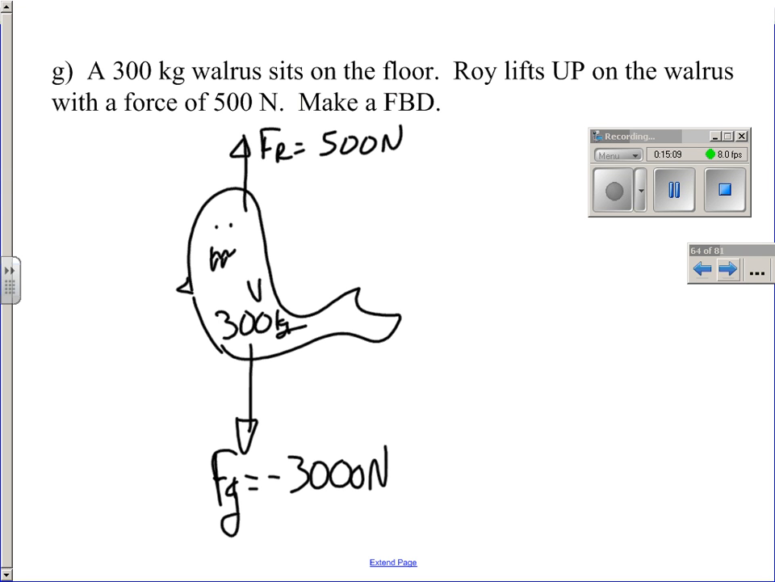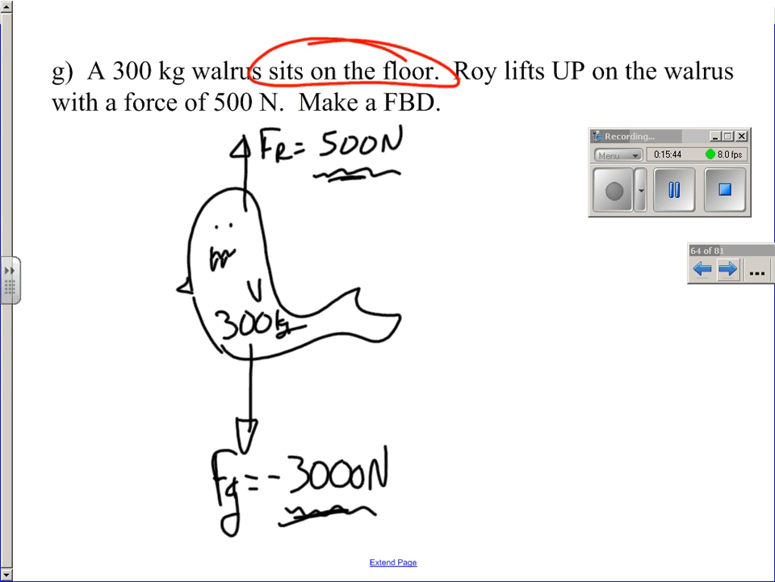Let's see. Roy is lifting up with 500 newtons on something that is being pulled down by gravity with a force of 3,000 newtons. So think about that logically. Does it make sense that this 500 newtons would be enough to lift a 3,000 newton walrus? No, that's not enough force to lift him, right? Okay, if I left it like this, my walrus would be moving down, wouldn't he? Because I've got more force pulling him down than I've got lifting him up, so he'd be moving down. But we know he can't be moving down because he sits on the floor, right? So the walrus isn't going to move.